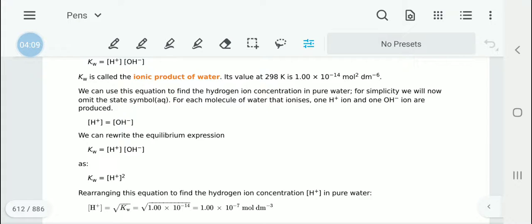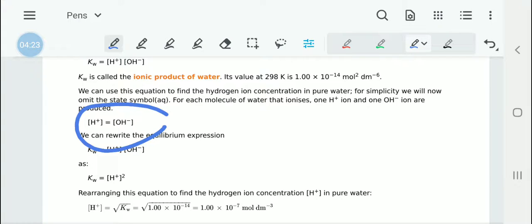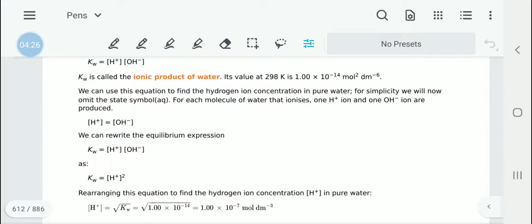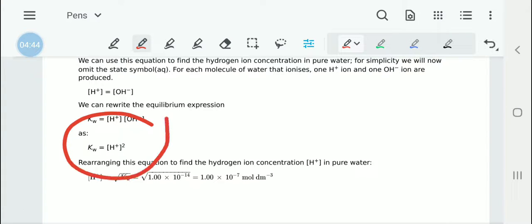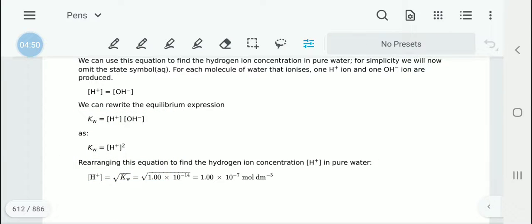Now because water dissociates into H+ and OH minus ions, that is, one water molecule will dissociate into one H+ and one OH minus ion, we know that the H+ ion concentration is equal to the OH minus ion concentration. So we can equate those two. As a result, we can write Kw to be equal to H+ ion concentration into H+ ion concentration, because the H+ ion concentration is equal to the OH minus ion concentration. So we get the final equation: Kw is equal to H+ ion concentration squared, because it is the same.